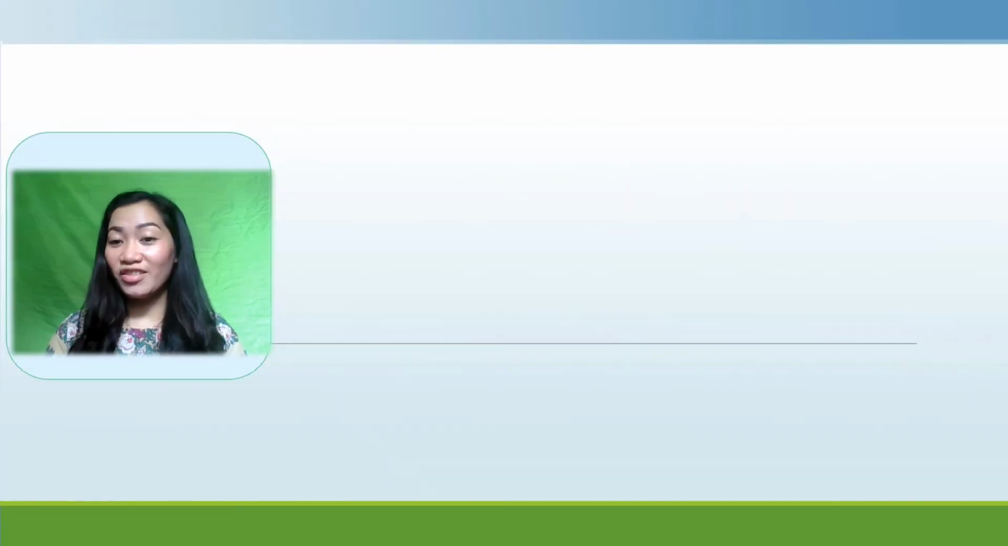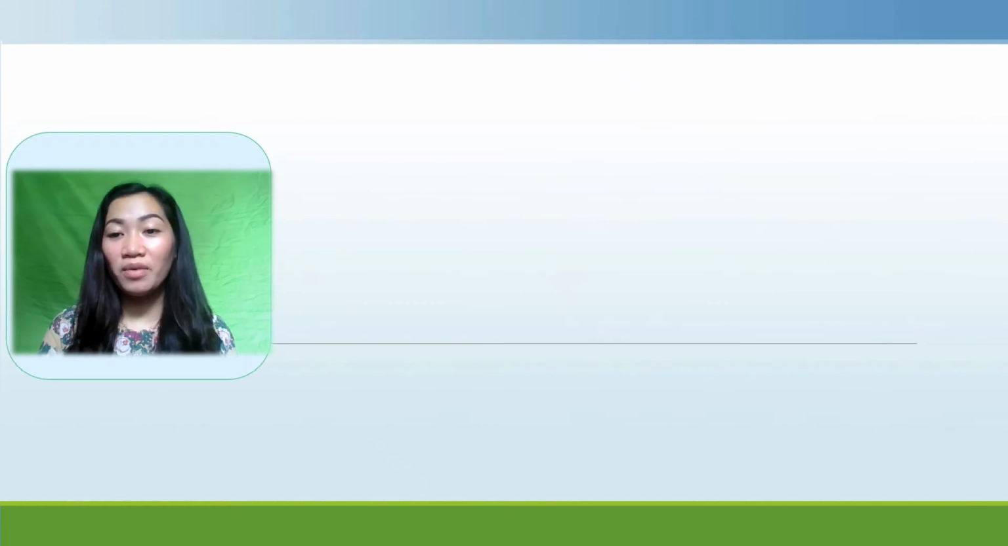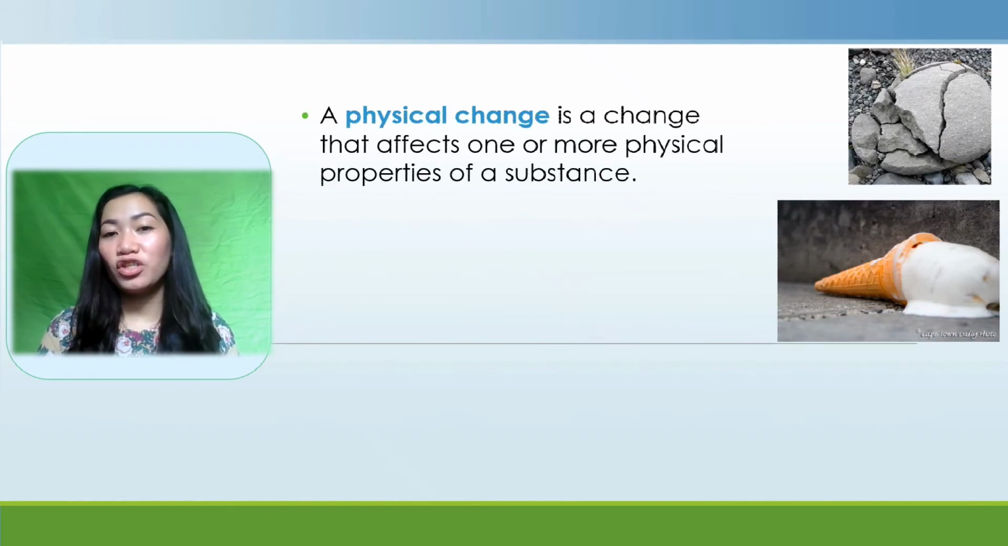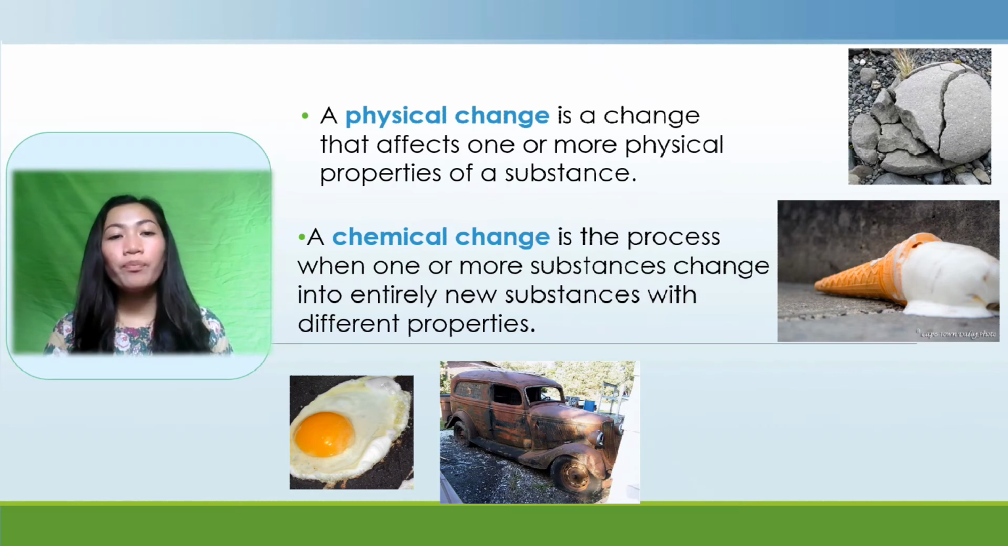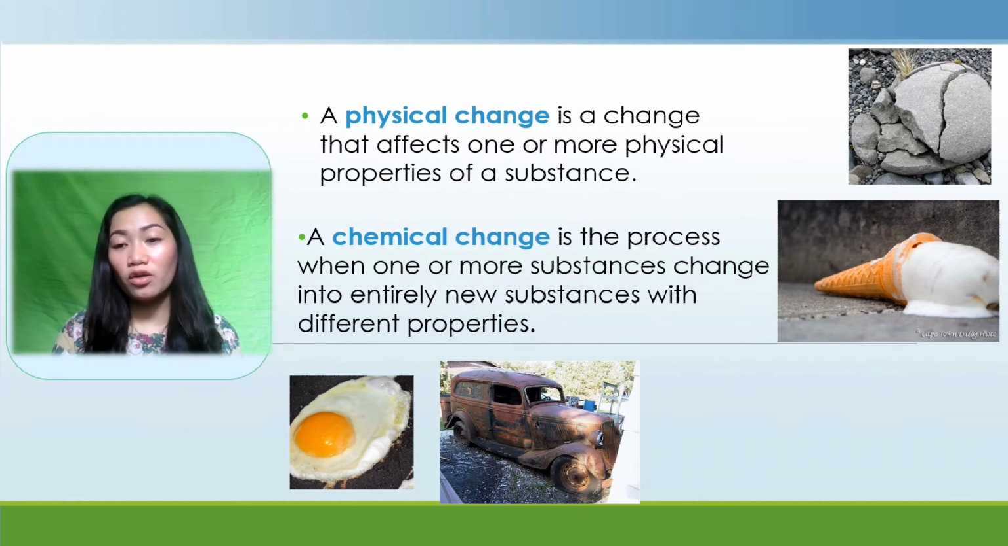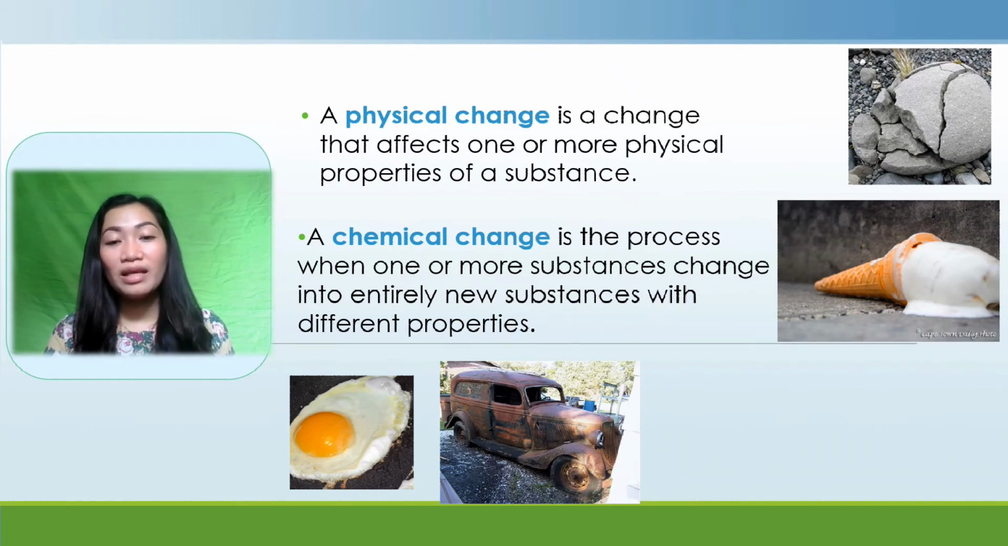Very good. We also talked about physical and chemical change. Physical change is a change in the physical properties of a substance, while in a chemical change, one or more substances change into an entirely new substance with different properties. We also learned that there are several signs of a chemical change or chemical reaction.